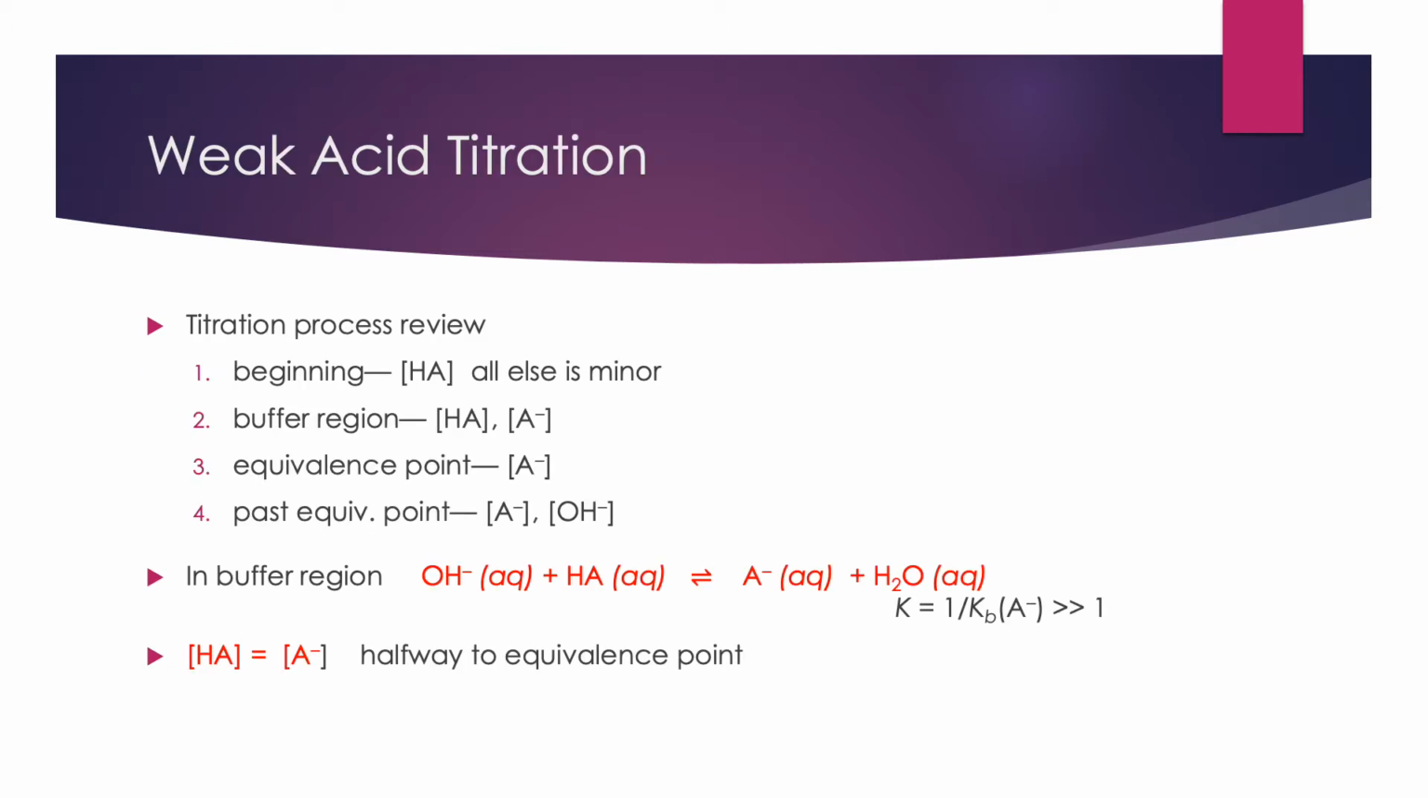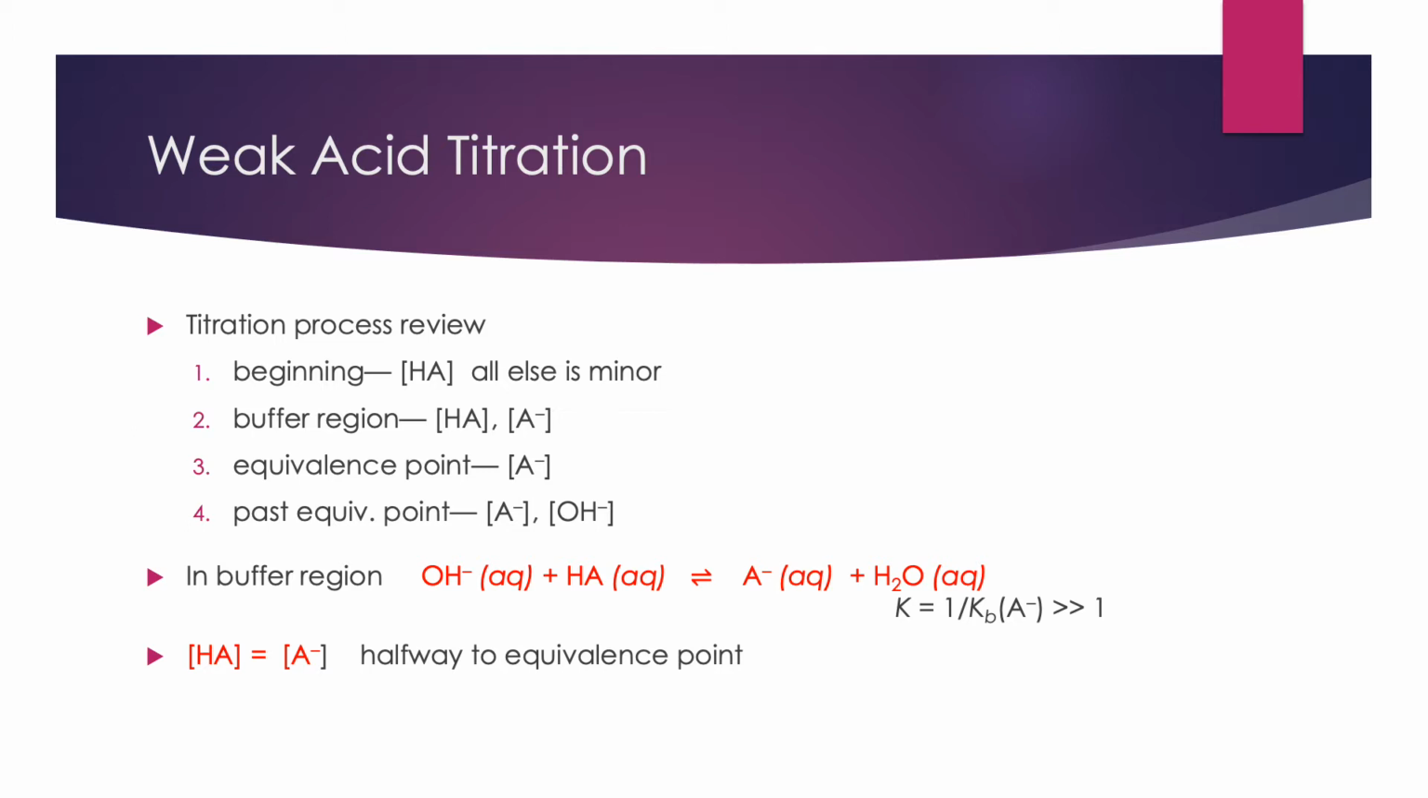So let's review a little bit of what we learned about weak acid titration in the last lesson. First of all, if we start with a weak acid, in the beginning all we have is the undissociated weak acid, and everything else is minor. As we add base to that solution, we enter a buffer region, and the things that are present there are typically predominantly HA and A-. Remember that the hydroxide ion that you're adding is mostly converting HA, the undissociated weak acid, to its conjugate base, A-. So those are the main species present in the solution in the buffer region.